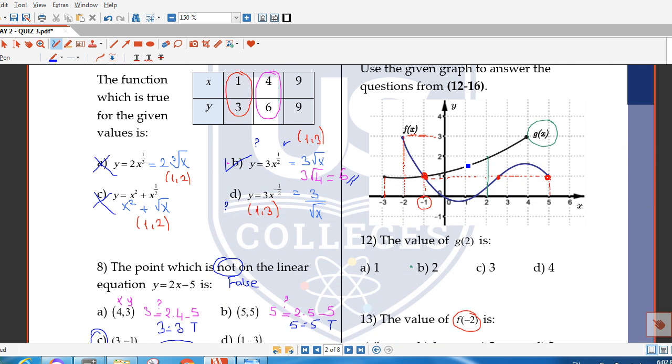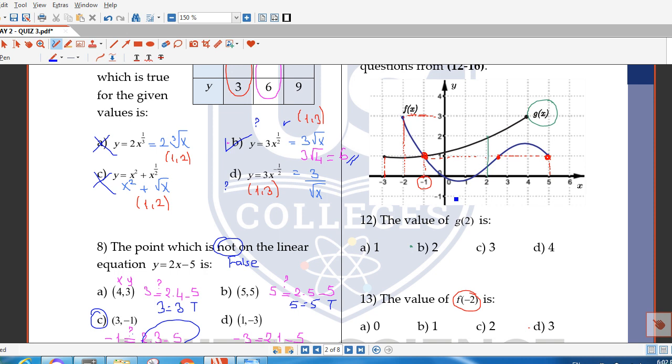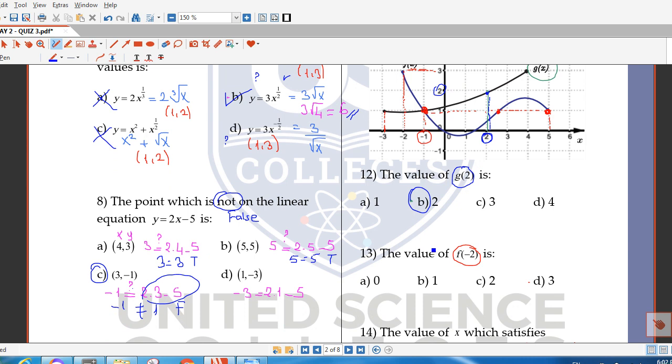There is a graph and there are 4 questions for us to answer. What is the value of g of 2? The inside number will be chosen on x, go through function g, and through the y-axis it is going to be the value of g of 2. F of negative 2: find negative 2 on the x-axis, go through f, and then go through y, which is going to be 3. So f of negative 2 is 3.